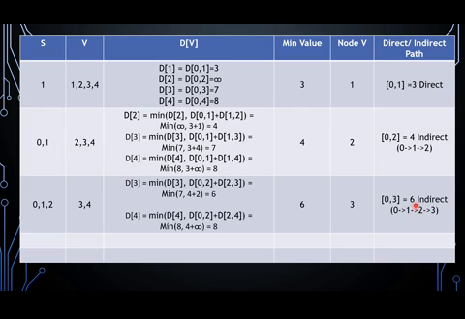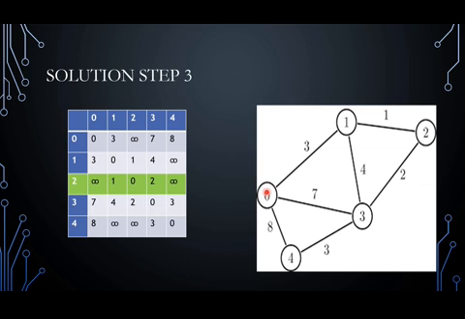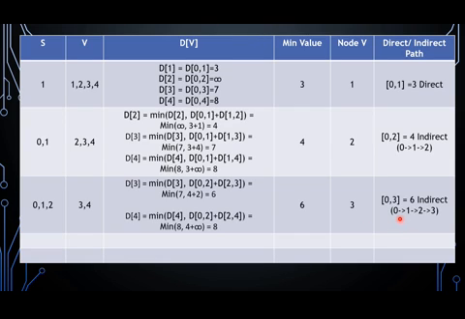So now look into the problem. 0 to 3, direct path is actually 7, but I am getting an answer 6. So it should be an indirect path. 0 to 1, 1 to 2, 2 to 3. So it will be 3 plus 1 plus 2, 6. So the shortest distance is not direct but an indirect path, 0 to 1, 1 to 2, 2 to 3. See, that is what I have written here.